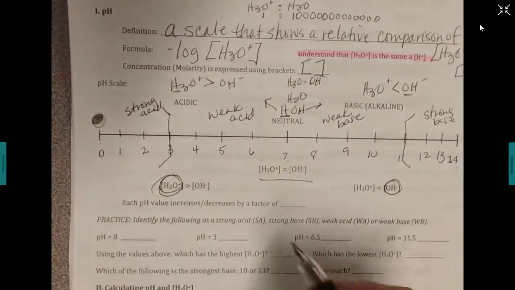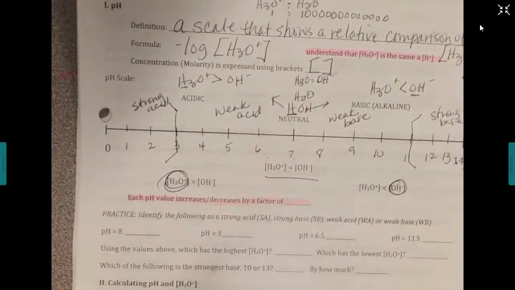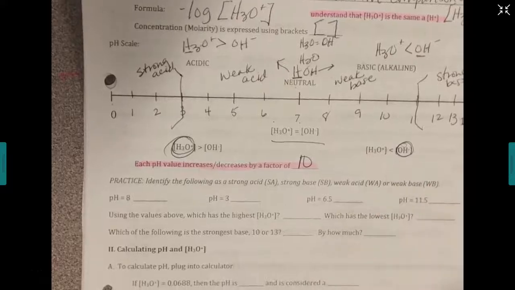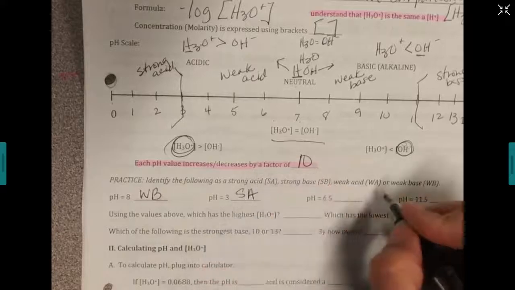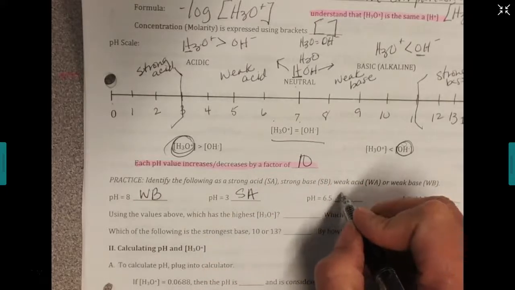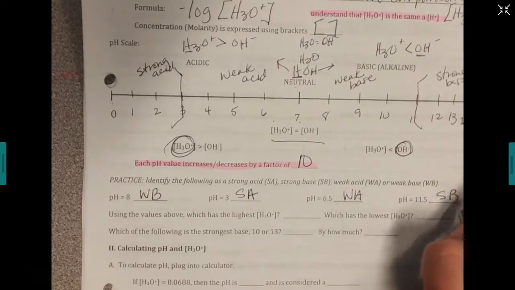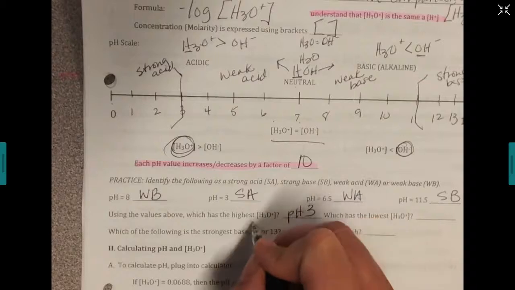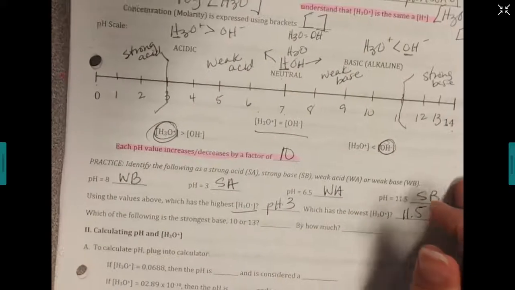Here this is going to be even. So notice that each pH value increases or decreases by a factor of 10, right? pH of 8 is going to be a weak base. pH of 3 is a strong acid. pH of 6.5 is a weak acid. pH of 11.5 is a strong base. So this pH of 3 will have the highest hydronium concentration, and the lowest will be 11.5.